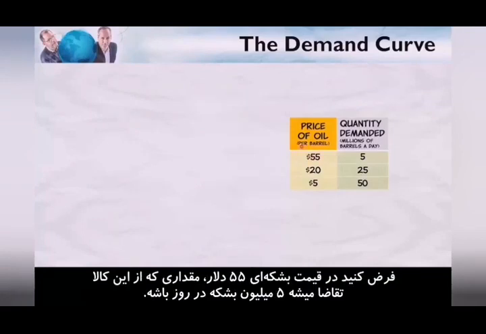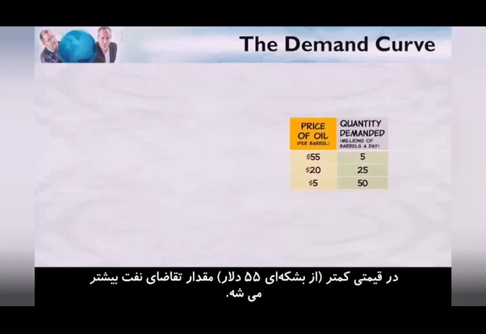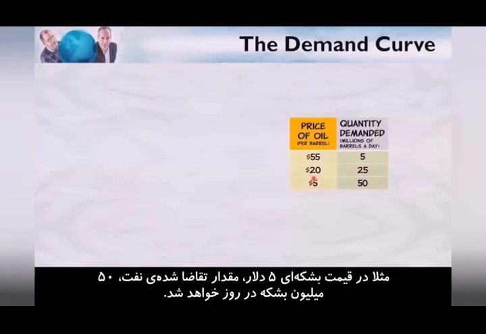Suppose that at a price of oil of $55 per barrel, the quantity of oil demanded would be 5 million barrels of oil per day. At a lower price, the quantity of oil demanded is going to be greater, higher. At, for example, a price of $5 a barrel, let's suppose that the quantity of oil demanded would be 50 million barrels a day.